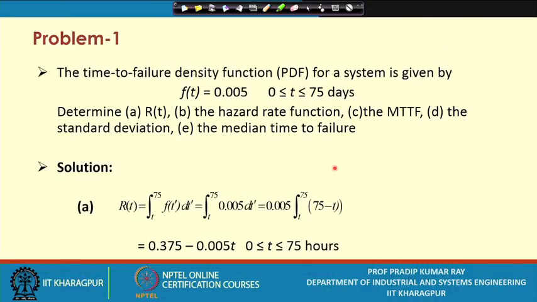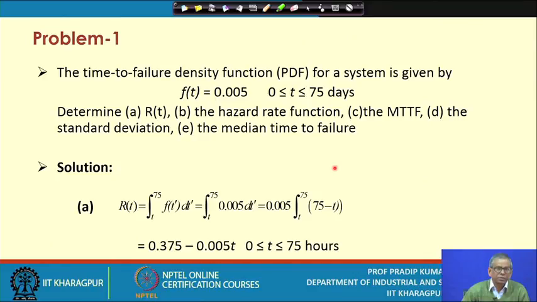Similar such problems you can expect for your home assignments. Later on we will give you the home assignments, and so first you must go through these typical numerical problems. So, I am going to discuss 5 typical problems related to reliability modeling.